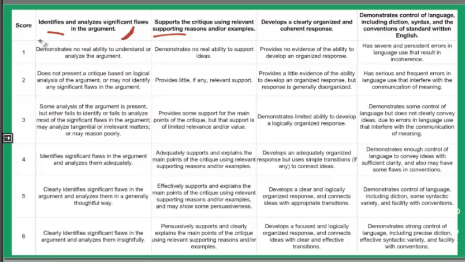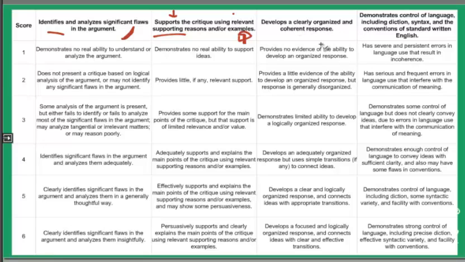Now in that, for every parameter they will independently score on a scale of 1, 2, 3, 4, 5, 6, right? And then they will take the average. The second parameter is that it supports the critique using relevant supporting reasons or examples. This is where the three flaws with examples, how you need to write, come in. That's the portion that will help you get this score.